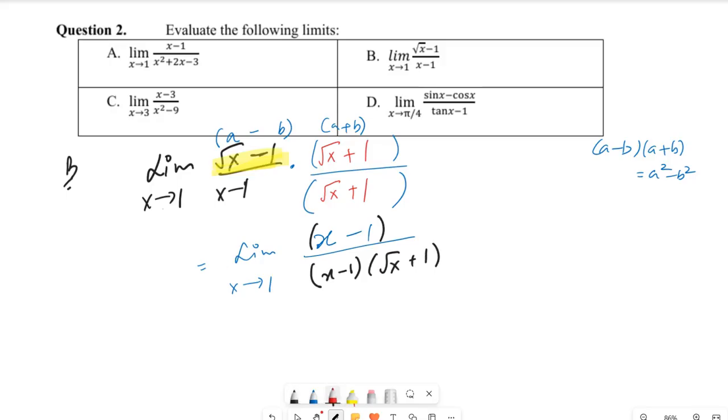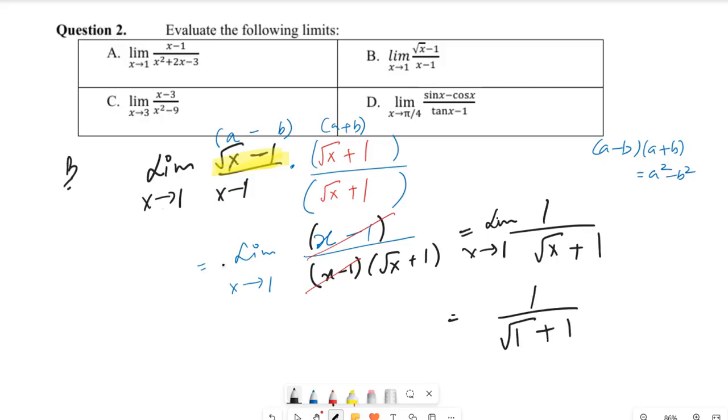Now we have x approaching 1, so we can cancel this factor. That leaves 1 by root x plus 1, limit x approaches 1. We can plug in 1 right now, it would be 1 plus 1. The answer is 1 by 2 for the limit.